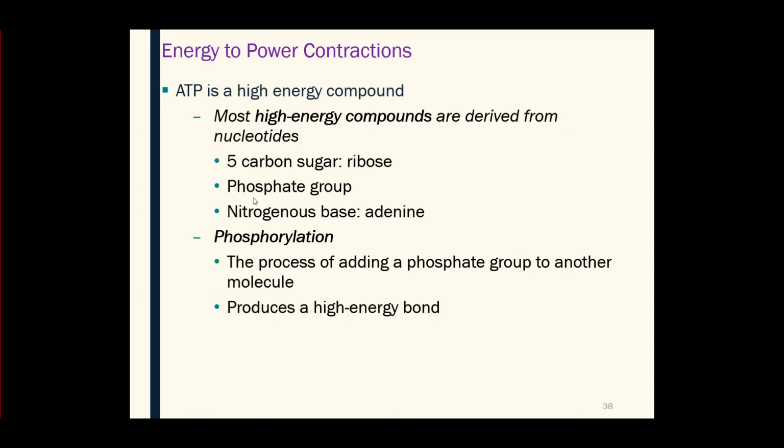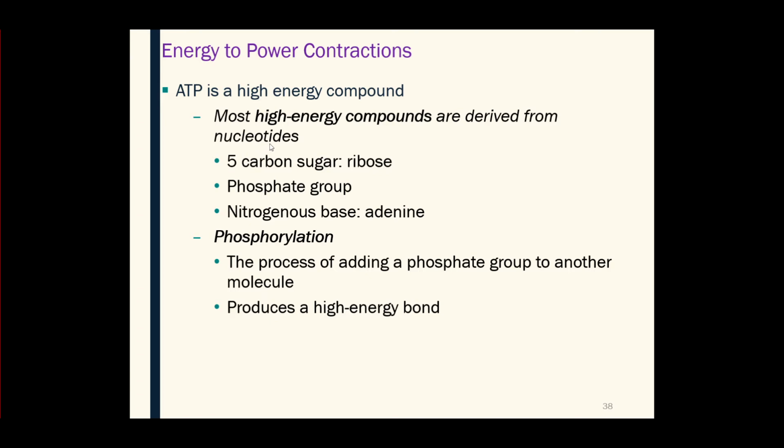So ATP itself is a high energy compound, right? We use the energy stored in ATP to do work like chemical reactions and things like that. It turns out that most of the high energy compounds in the body, and we're only talking about ATP, there's others, are derived from something known as a nucleotide. Hopefully this sounds somewhat familiar to you. A nucleotide, if you recall, is the building block of DNA and RNA.